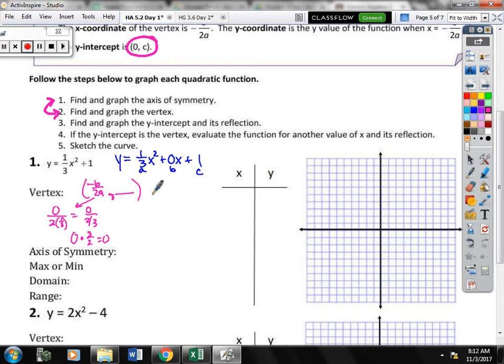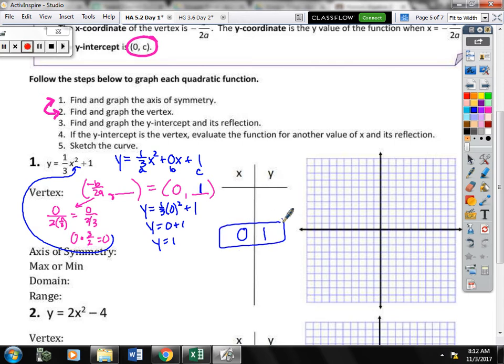All right, so the vertex then is 0, comma something. So to find out what that something is, we're going to take the fact that x equals 0, and we're going to plug it back in for x to find out what the y value is. So 1/3 times 0 squared plus 1. So 0 squared is 0, 0 times 1/3 is 0, 0 plus 1 will get me 1. So the vertex happens to also be the y-intercept.